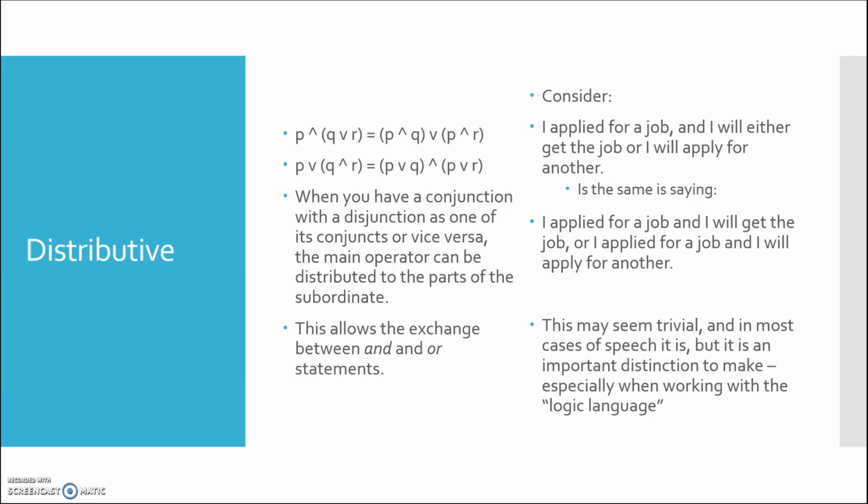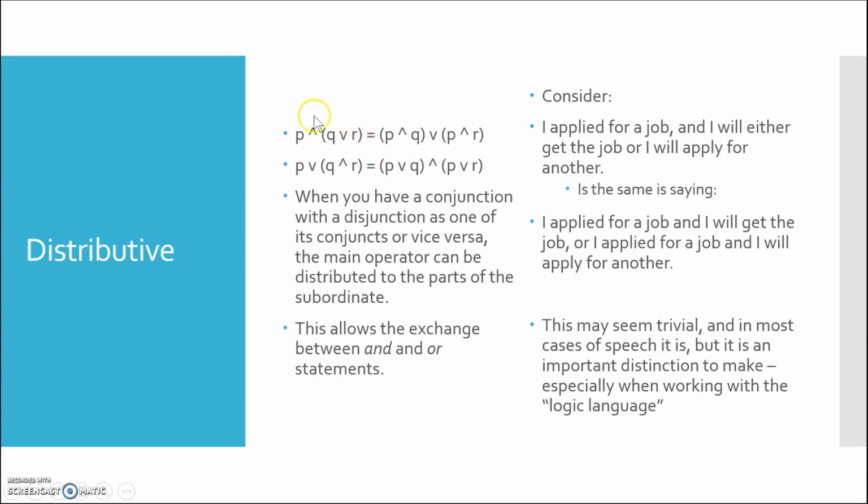Next, we have the distributive property. Again, this is probably one that math lovers will be familiar with. This says when you have a conjunction with a disjunction as one of its conjuncts, or vice versa, the main operator can be distributed to the parts of the subordinate. This allows the exchange between and or statements.